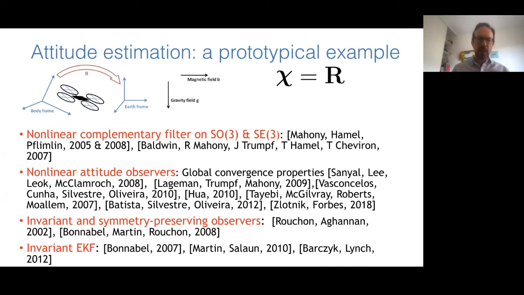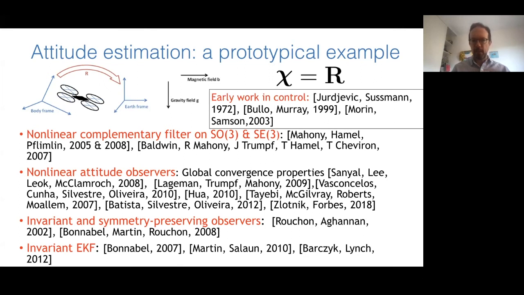This attitude estimation problem can be cast into the framework that I have shown by letting chi be merely the rotation matrix that encodes the attitude of the drone. It's been well researched. There have been many works about that, exploiting the Lie group structure and coming up with convergence properties. It should also be recalled that there had been work on using Lie groups for control, but not much for state estimation at the beginning of the 2000s.